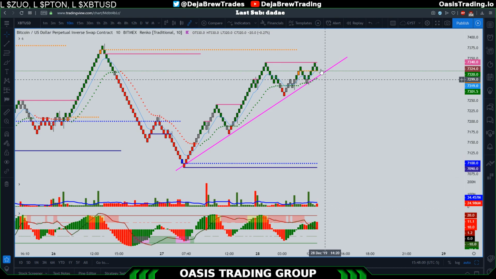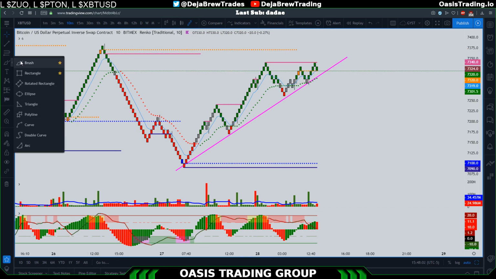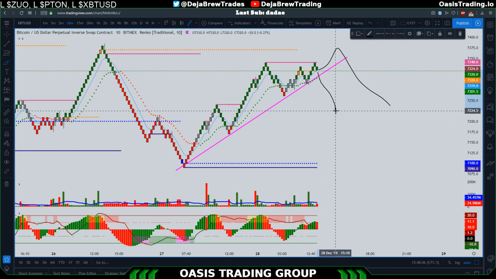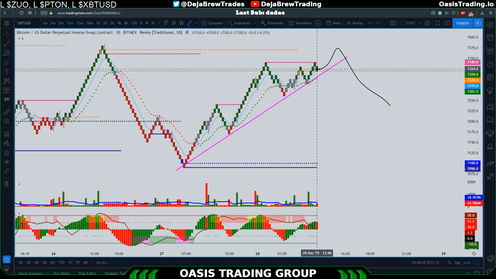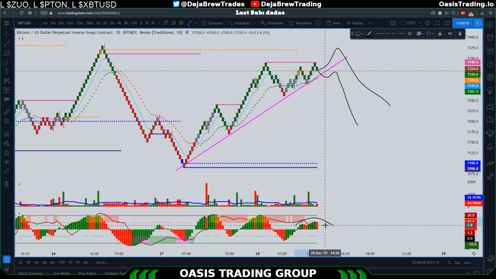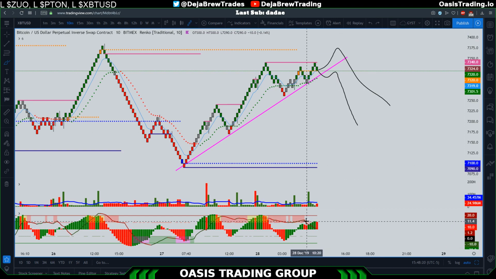What do you guys think? You guys think it's going to fail here? Or do you guys think it's going to go for one more move up? Could push up and fail, or it could just fail. It's hard to say, but you are losing momentum. You can see the Momo. You can see the trend on the Momo, the line. You're losing momentum pretty rapidly.